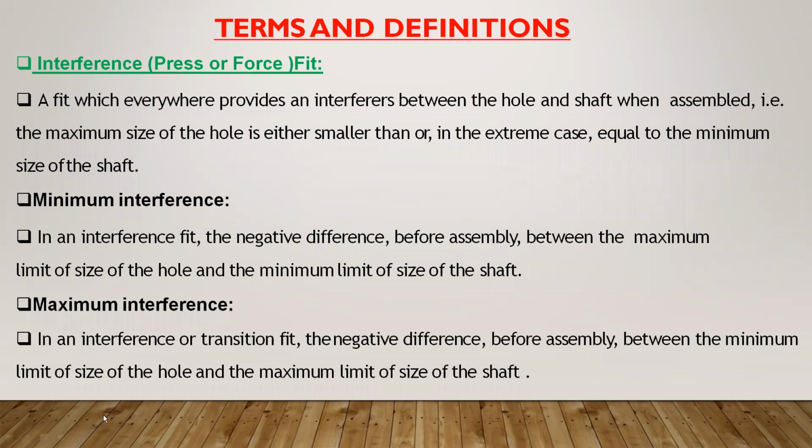For the maximum interference, in an interference or transition fit, the negative difference before the assembly is between the minimum limit of size of the hole and the maximum limit of size of the shaft. So it is the minimum limit of size of the hole and the maximum limit of size of the shaft. These are the maximum interference and the minimum interference of the interference fit.